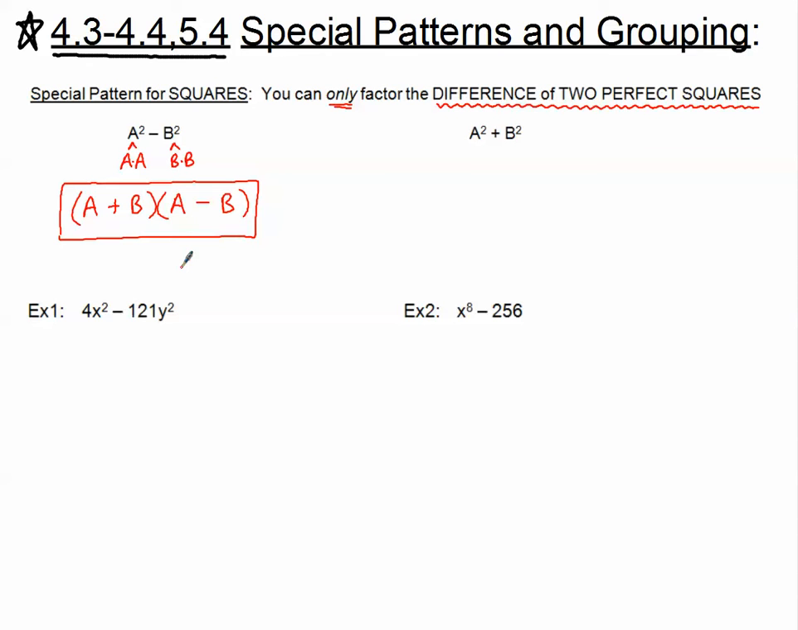It's really simple. You split apart the perfect squares, you put them in the front. You split apart the perfect squares, you put them in the back. One's positive, one's negative.